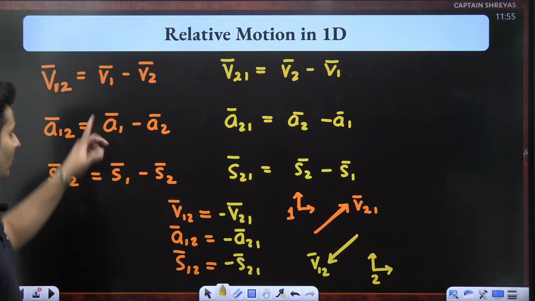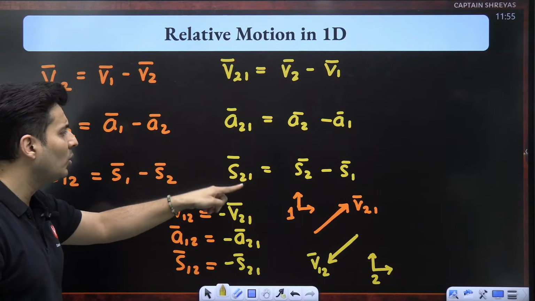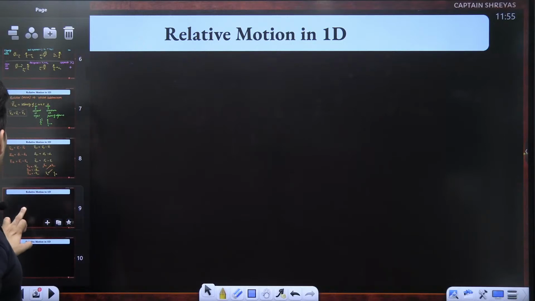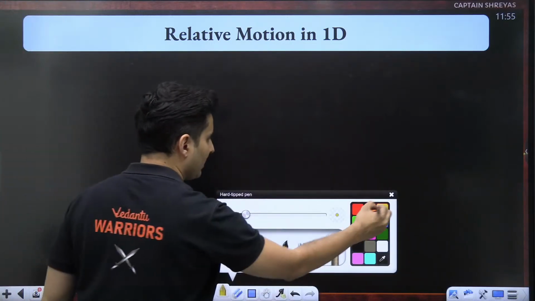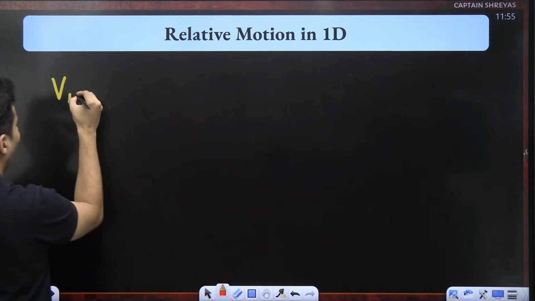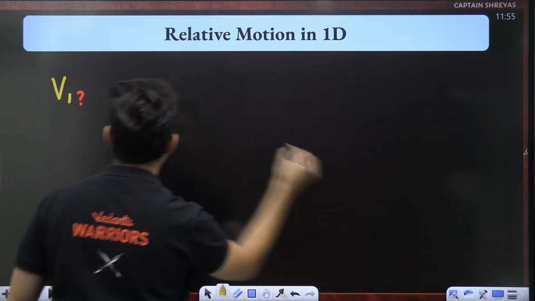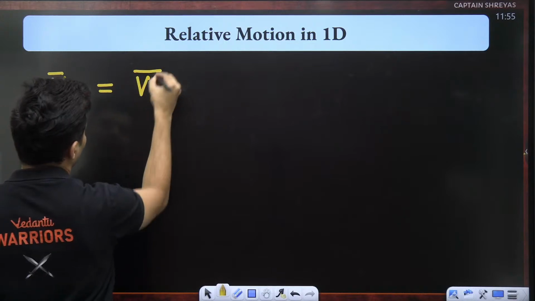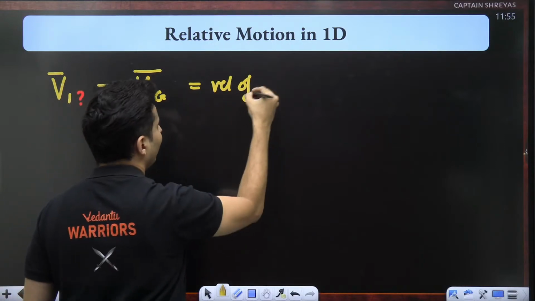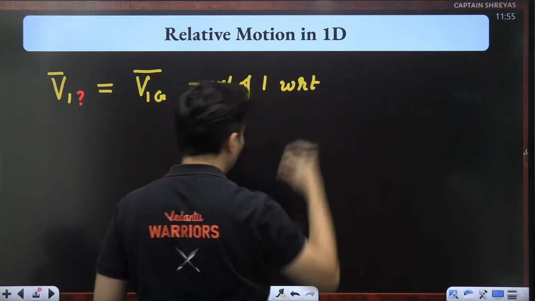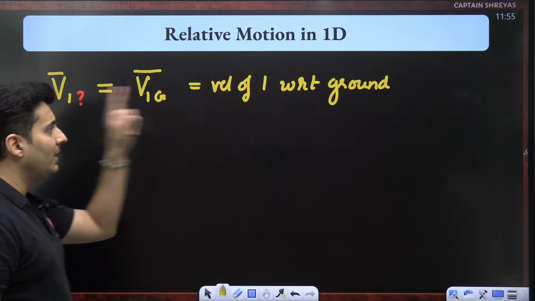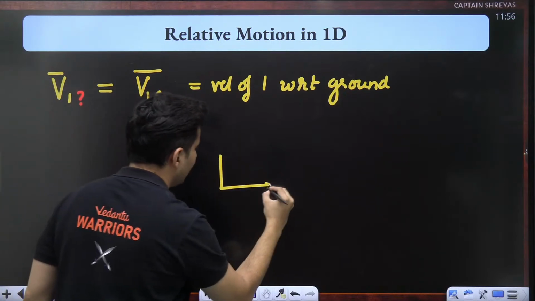Now I know some of you might be wondering, what is this V1, V2, A1, A2, S1, S2? What is it with respect to? So keep this in mind. When you do not have the second subscript, say for example, I tell V1, the real question arises, what is it with respect to? So this actually means velocity of 1 with respect to the ground frame. Whenever the second subscript is not mentioned, it means the observer is the earth.